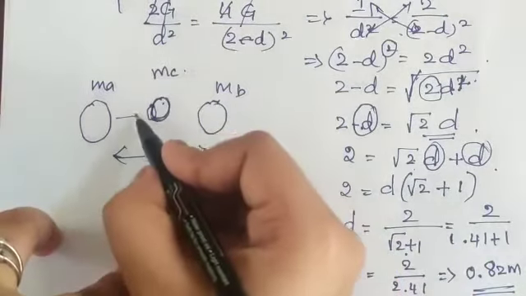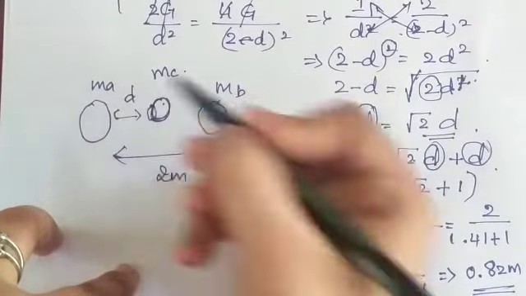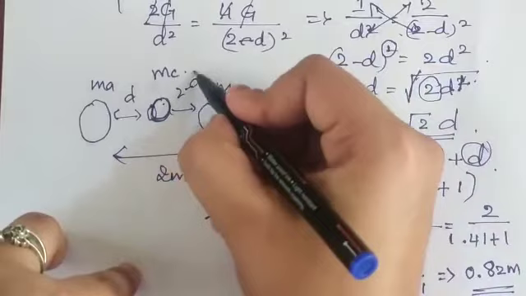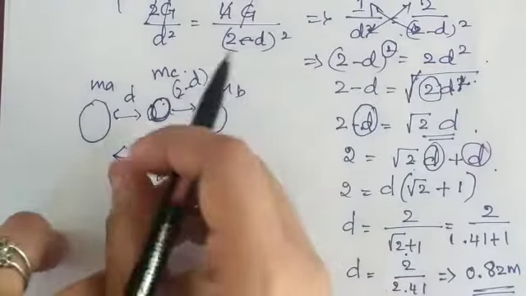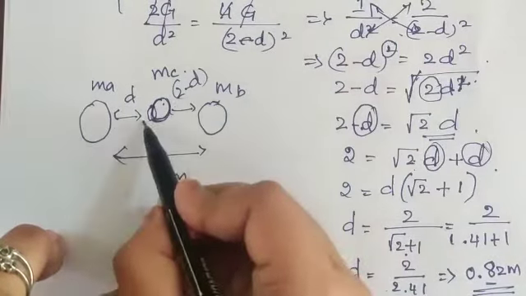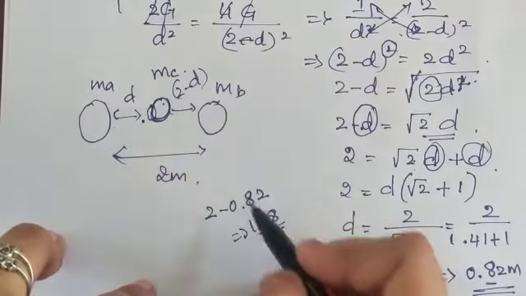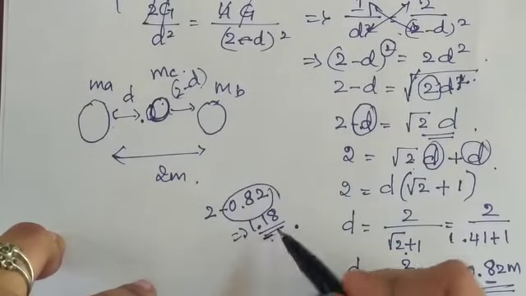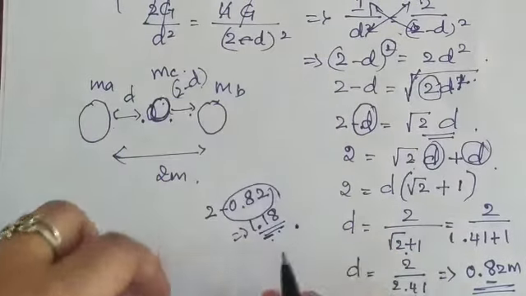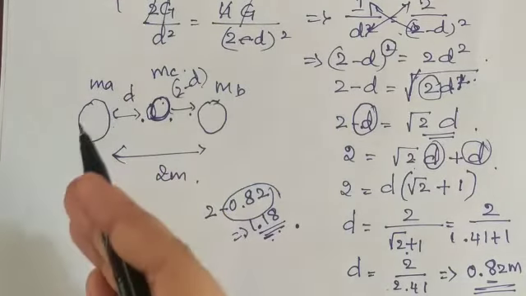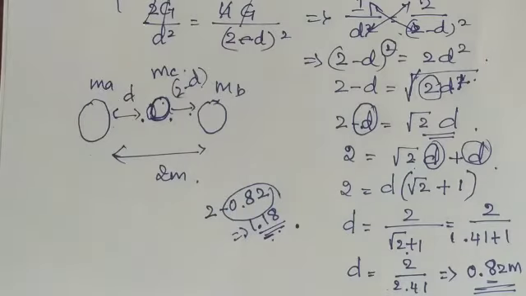This is d we have considered, and this is 2 minus d. So 2 minus d is nothing but 1.18 distance, that is where object C must be placed so that the gravitational force between object A and object B is 0.